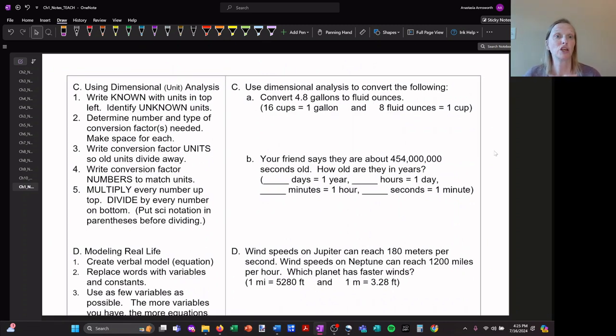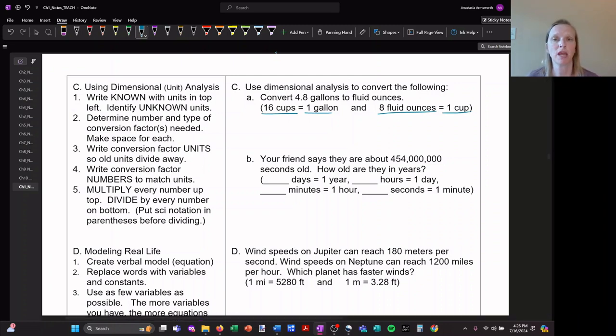Let's look at another way we can use ratios. Ratios can be used as conversion factors to help convert from one set of units to another. For instance, if we're asked to convert 4.8 gallons to fluid ounces, I don't know how many fluid ounces are in a gallon, but I do know there are 16 cups in 1 gallon, and then there are 8 fluid ounces in 1 cup.